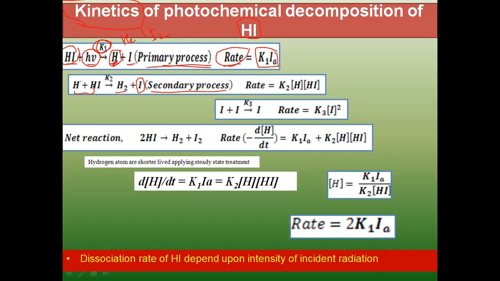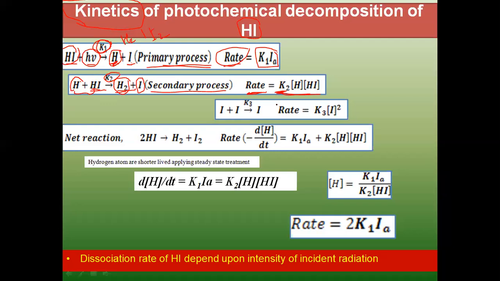In the second step, this activated, highly reactive hydrogen atom reacts with HI and forms H2. So the rate of this reaction is K2, the rate constant, times the concentration of H and the concentration of HI. This is the rate for this reaction.